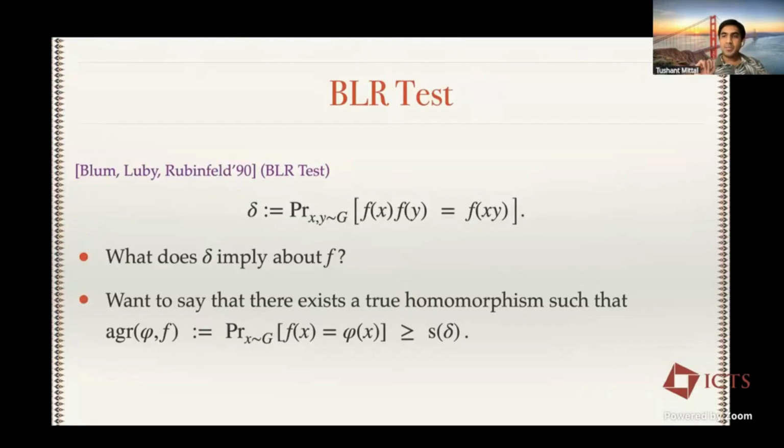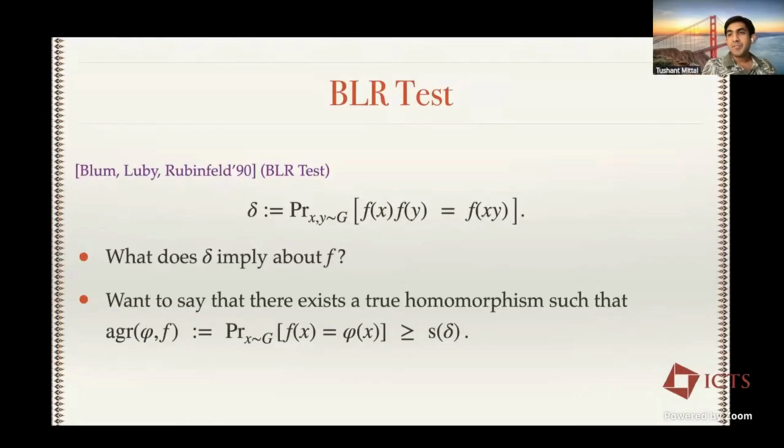And the kind of property we want is to say that it agrees with a true homomorphism on a significant fraction of points. So what we want to say is that there exists a true homomorphism phi such that the fraction of points they agree on, which is 1 minus the normalized Hamming distance, is bounded below by some function of delta. And ideally, we'd like this function of delta to not depend on the sizes of G and H. So it should just be a function of delta and not the sizes of G and H.